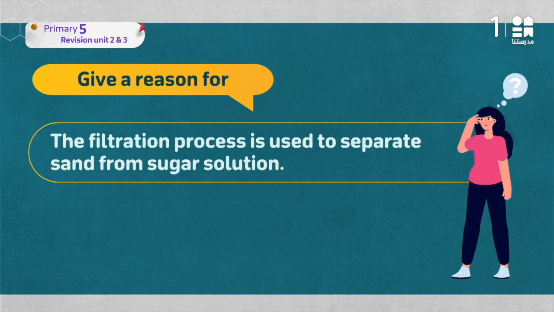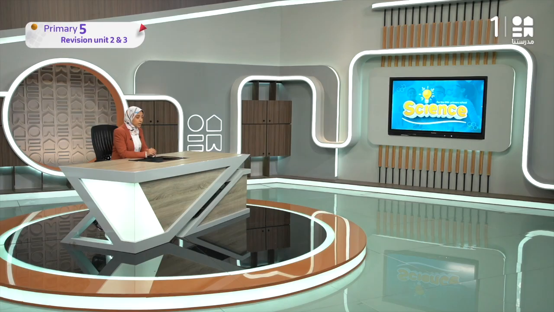Give reason for. The filtration process is used to separate sand from sugar solution. ليه الفلتريشن بروسيس هي اللي بنستخدمها to separate the sand from the sugar solution؟ هنفكر ازاي؟ أول حاجة نفكر فيها الفلتريشن دي بنستخدمها it's used to separate A from A. Okay? Soluble ولا insoluble substances. طب وهنا الساند is insoluble substance. يبقى filtration it's used to separate the sand from the sugar solution because the filtration process is used to separate mixtures of insoluble solid materials and water. Insoluble اللي هو الساند والwater which is the solvent.